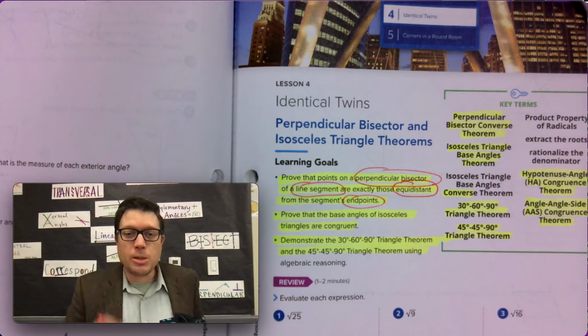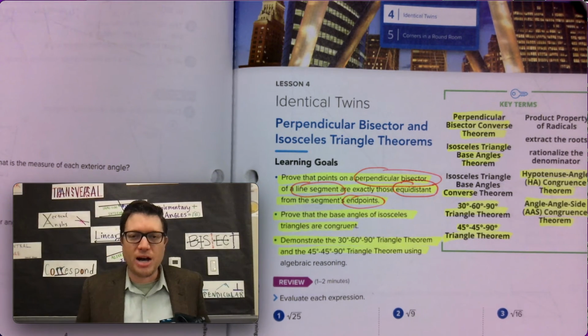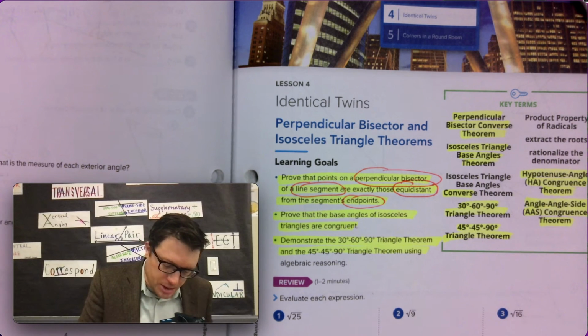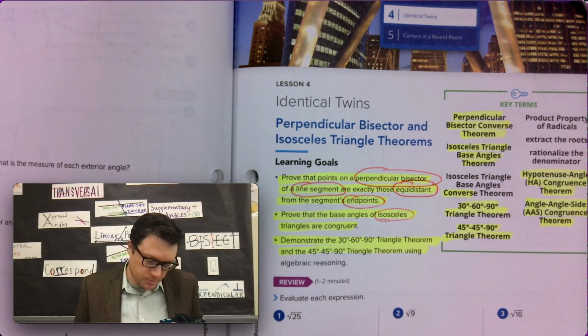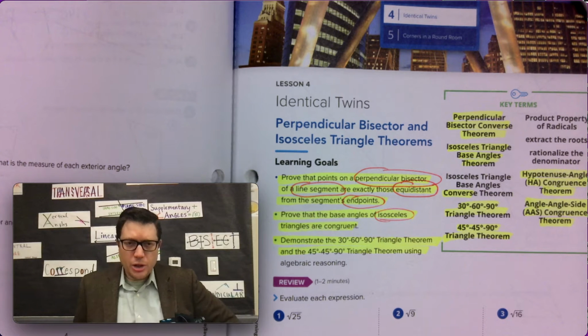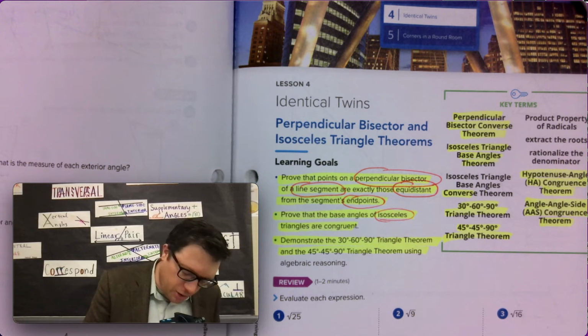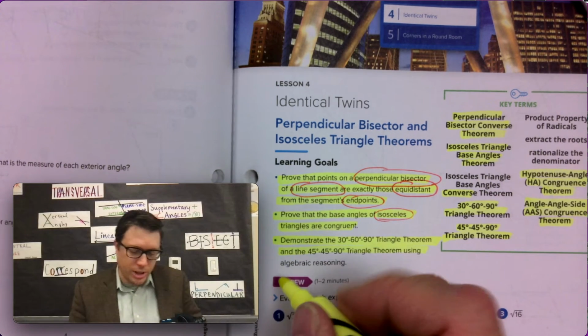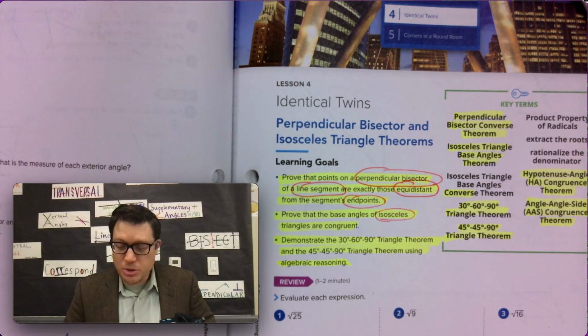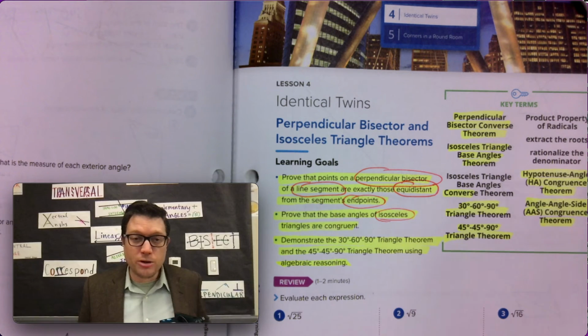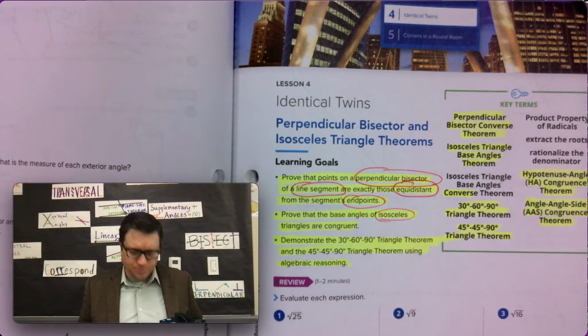Okay. Next up, we're going to prove that the base angles of isosceles triangles are congruent. There's a vocabulary word. We're going to demonstrate the 30, 60, 90 degree triangle theorems and the 45, 45, 90 degree triangle theorem using algebraic reasoning. I don't think you know what those theorems are. We're going to learn about them for the first time. You're going to be able to do them.